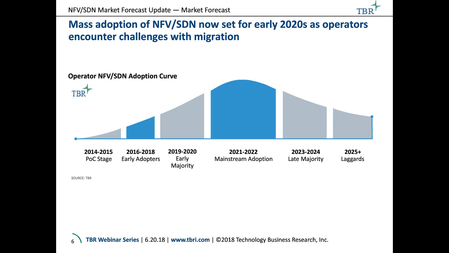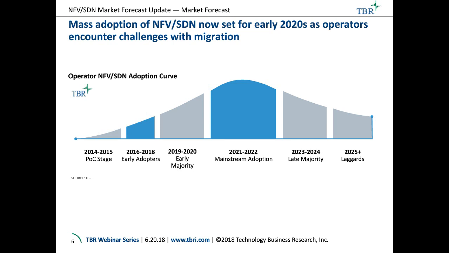And then laggards are going to be mid to late 2020s. So what you're going to see here is the early adopters. We're going to be the AT&Ts of the world, the Verizons of the world, NTT, all those big name tier one operators. They are all considered early adopters, having commercially deployed at least one VNF in a commercial setting.